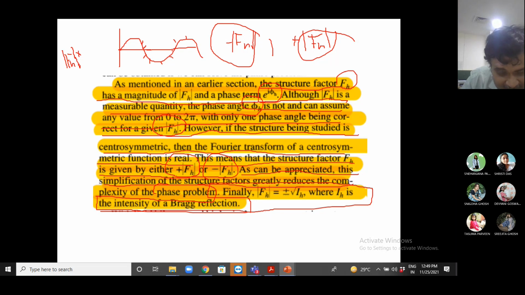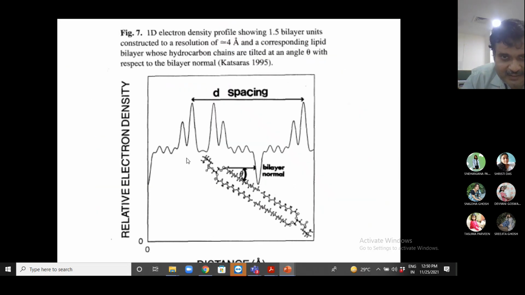So our solution of the structure becomes free from the trouble of doing a Fourier transformation. As can be appreciated, this simplification of the structure factor greatly reduces the complexity of the phase problem. Finally, Fh becomes plus or minus the square root of Ih, where Ih is the intensity of the Bragg reflection. So from Bragg reflection directly, you can measure the relative electron density along the length of the plasma membrane. So this is the relative electron density of the membrane.